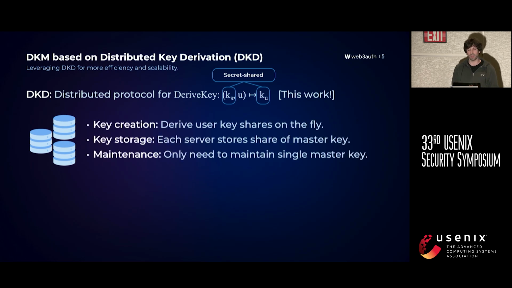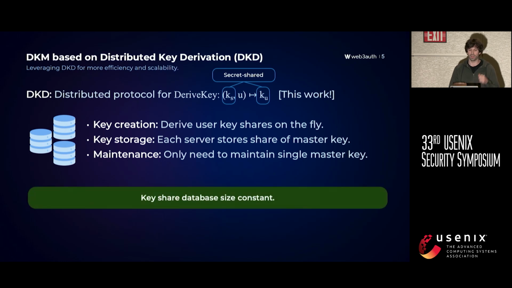And what we get is that we can basically derive the user key shares on demand. So when a user registers with our system or requests his key shares, we can derive the key shares on demand. The servers only need to store shares of the single constant size master secret key. So now the key shares database size is constant. It's independent of the number of users. And also refreshing the key shares of the master key is a much more efficient protocol.